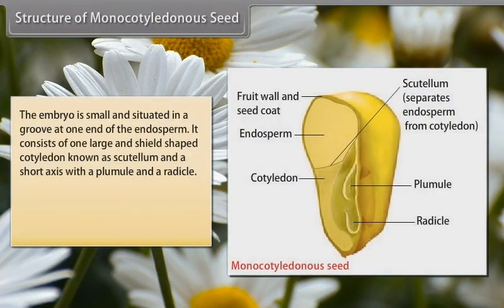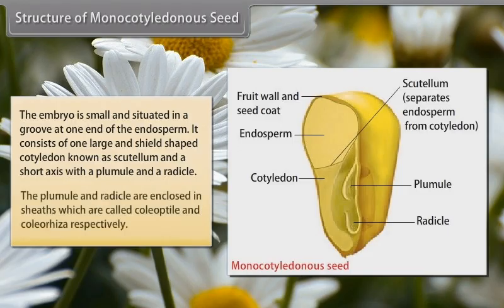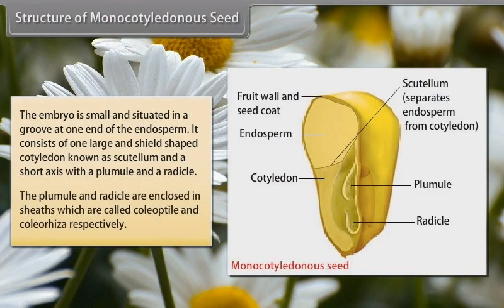The embryo is small and situated in a groove at one end of the endosperm. It consists of one large and shield-shaped cotyledon known as scutellum and a short axis with a plumule and a radicle. The plumule and radicle are enclosed in sheaths, which are called coleoptile and coleorhiza respectively.